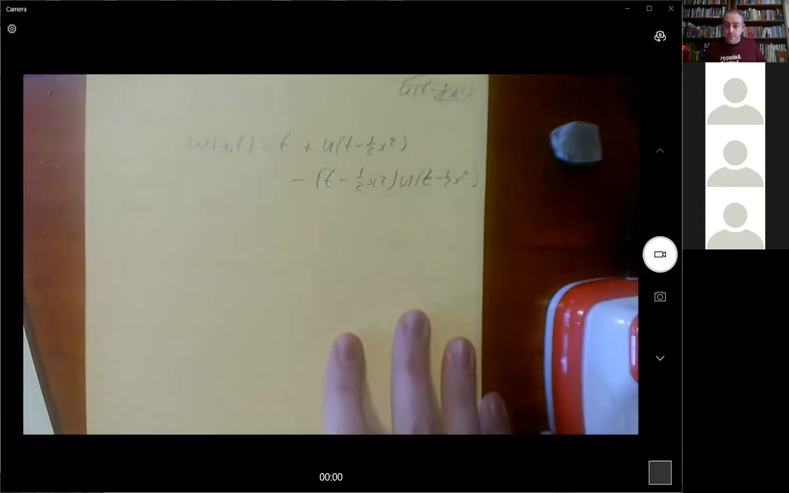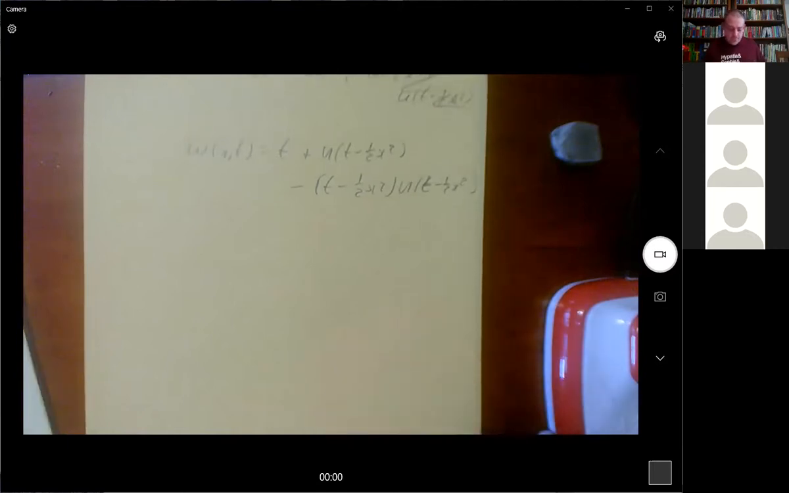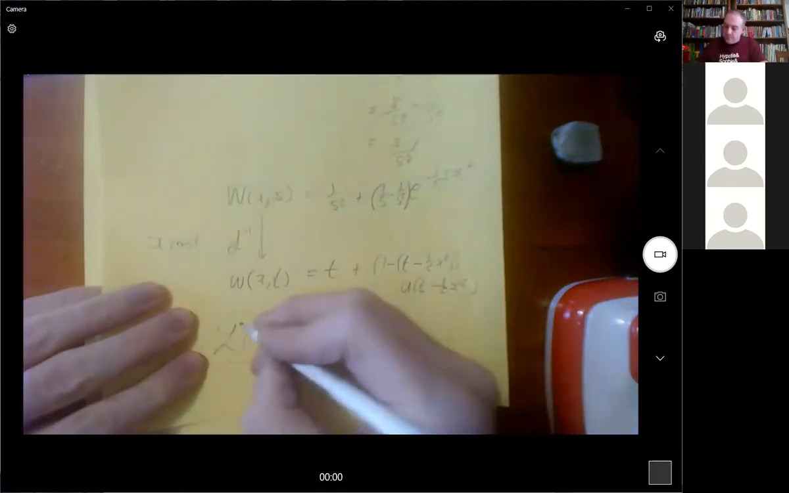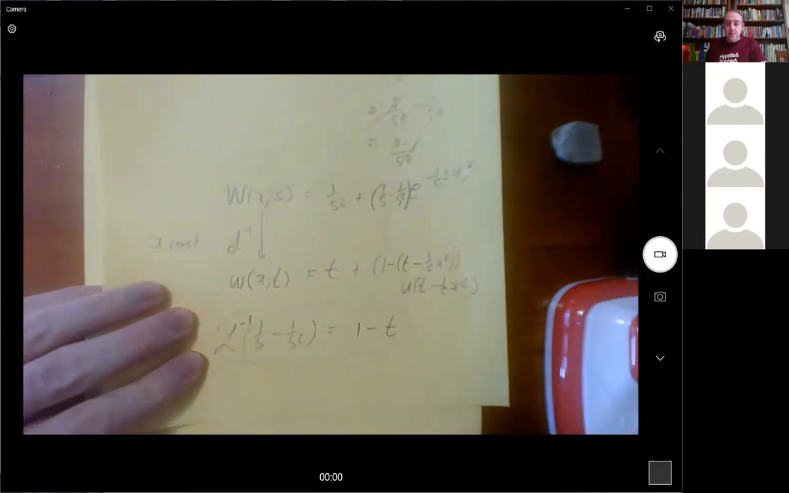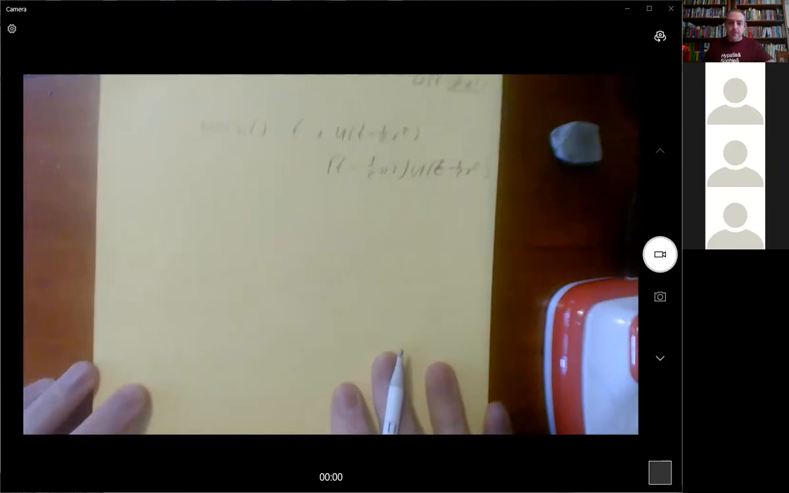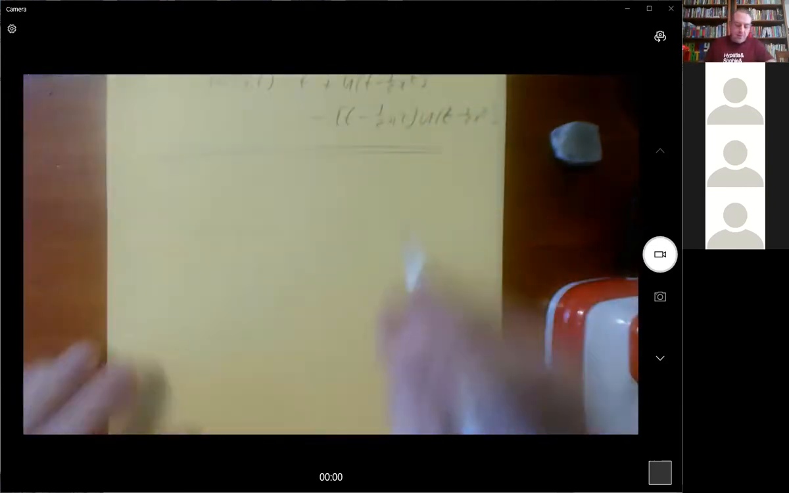Shifting theorem? Oh, yeah, that is the inverse Laplace transform there. So I'm just going to go through that bit that just happened here.